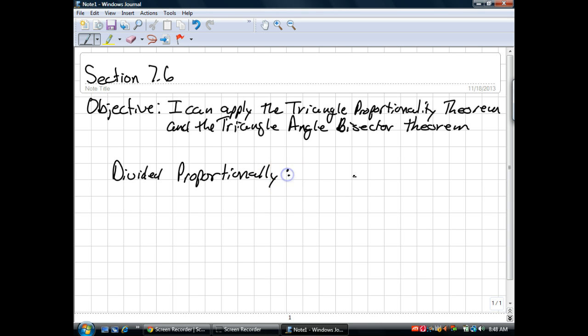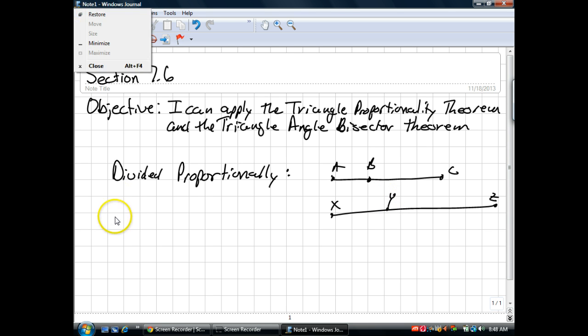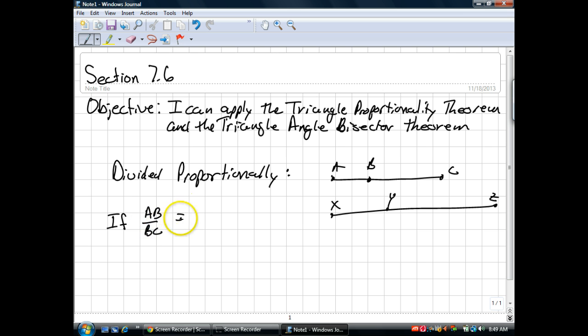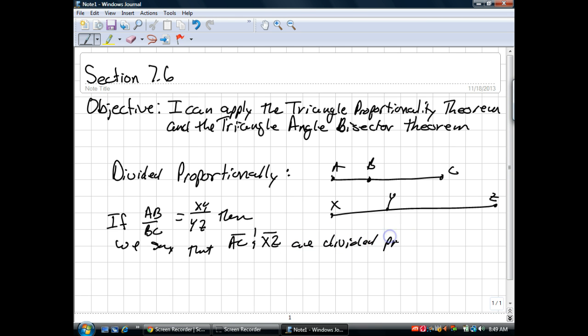Okay, so let's say that I have two segments, segment AC and segment XZ, and a point B between A and C and a point Y between X and Z. And if the length of AB is to the length of BC as the length of XY is to the length of YZ, then we say that segment AC and segment XZ are divided proportionally.